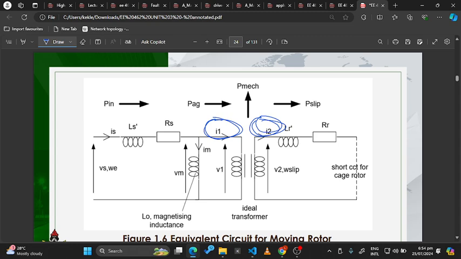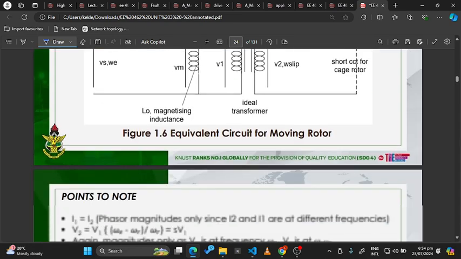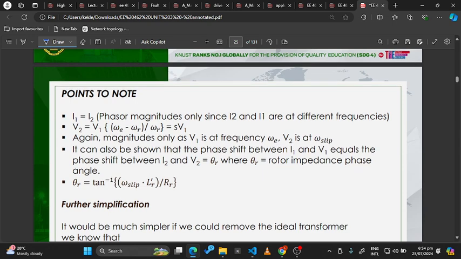Not I1 like, if you take I1's magnitude, what angle? Theta 1. I2 has a magnitude I2 and angle theta 2. Saying that the magnitudes are the same doesn't mean their phase is also the same. So remember this: we are saying that the phasor magnitudes of I2 and I1 are for different frequencies. Because they are different frequencies, we had to rewrite them at the same frequency omega_e. So that was R over S.